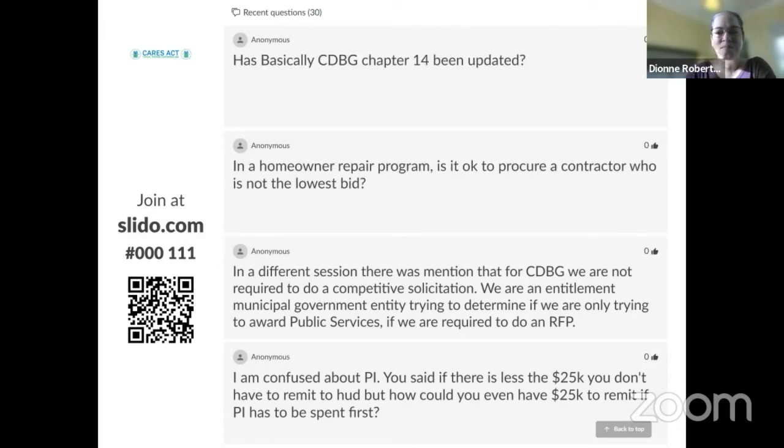Right. In a homeowner repair program, is it okay to procure a contractor who is not the lowest bid? Yes, the answer to that is yes. The key, I think, is that the wording in the OMB requirements is you select the lowest responsible bidder. We often used to get calls from entitlement grantees that say, we just looked at the bids for a particular procurement thing, and there was someone on the list that way underbid everybody else.